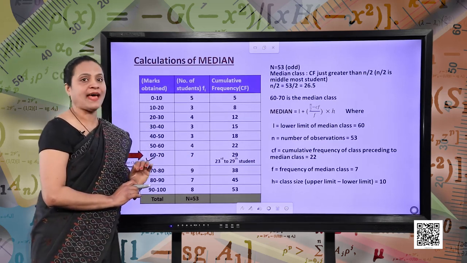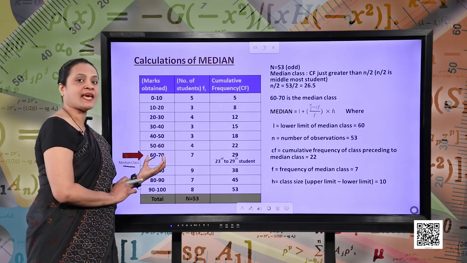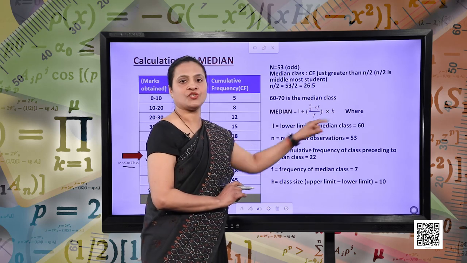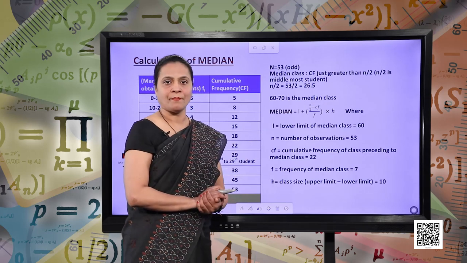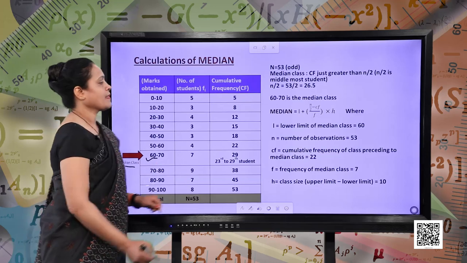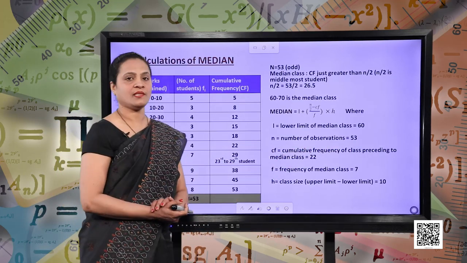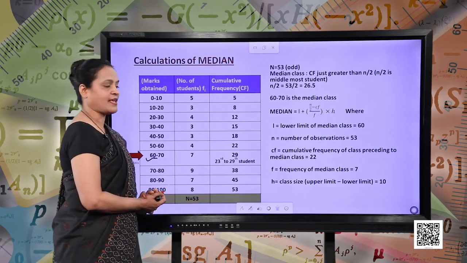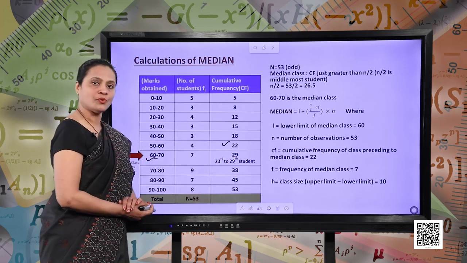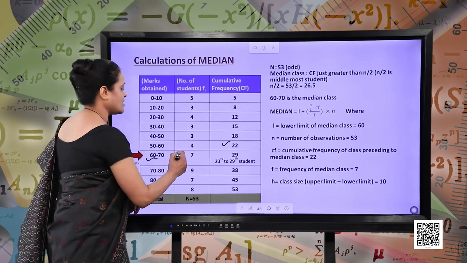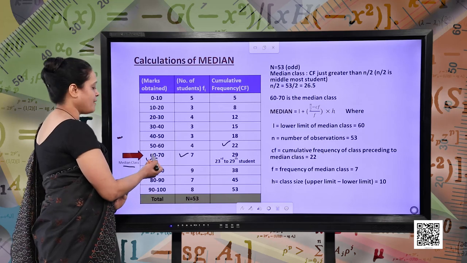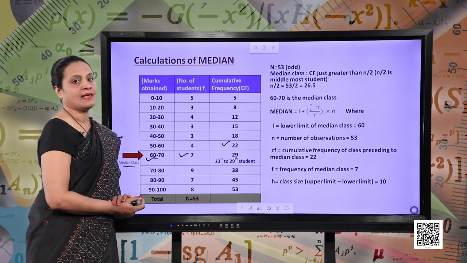And to find the exact value of the median, which must lie somewhere between 60 and 70, we use the formula L plus (N by 2 minus CF) upon F into H. Let us see what is the meaning of these symbols. Here, L is the lower limit of the median class, which is 60 in this case. N is the total number of observations, which is 53. Then CF, remember, notice it carefully. CF is the cumulative frequency of the class preceding the median class. So, it is 22. Then F is the frequency of the median class, which is 7. And H is the class size, which can be calculated by taking upper limit minus lower limit. So, 70 minus 60, that is 10.